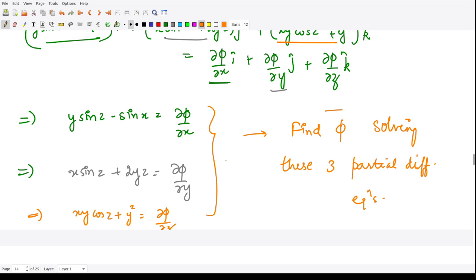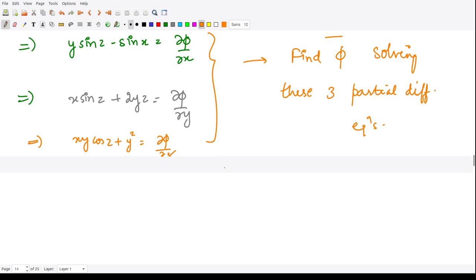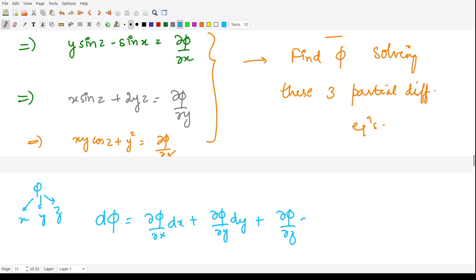Now it is up to you how you want to solve these equations. One way is to integrate these equations as we have done in the previous question. Another way is to make an exact integral out of it. So how can you do that? You can write d phi, the complete derivative of phi, because phi is a function of x, y and z, as del phi by del x dx plus del phi by del y dy plus del phi by del z dz.